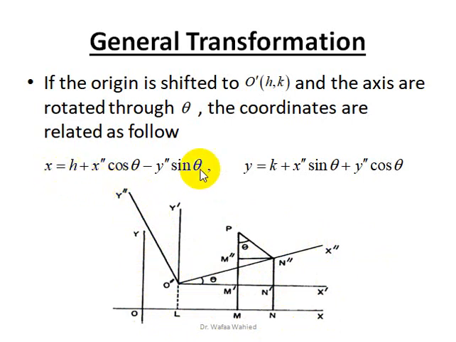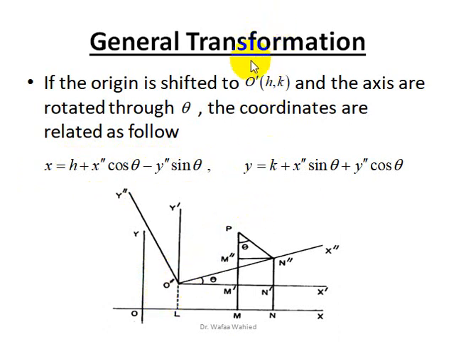So x and y are the old coordinates. x double dash and y double dash are the new coordinates. Theta is the angle of rotation in anti-clockwise. H and K are the coordinates of the new origin O dash.